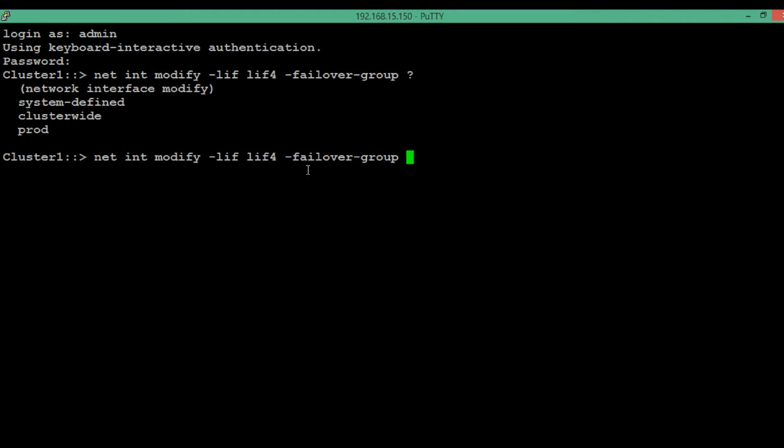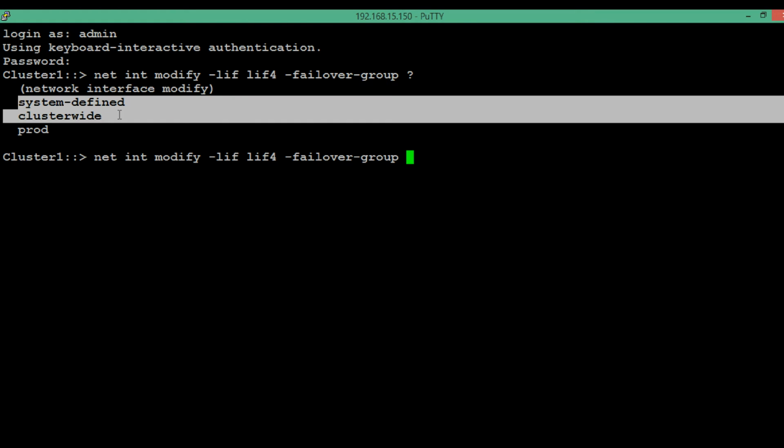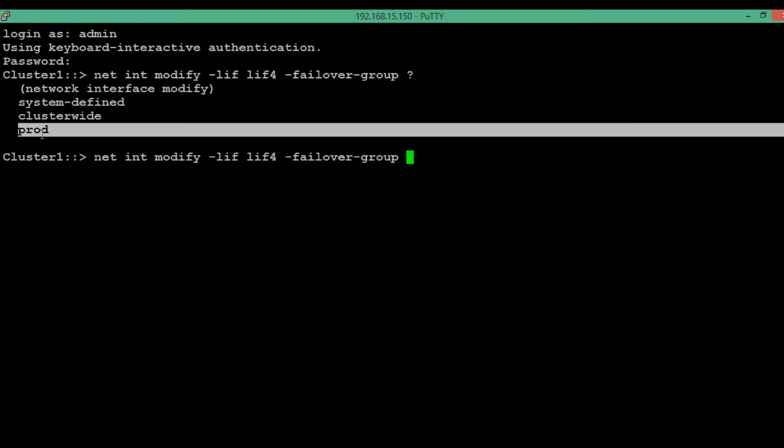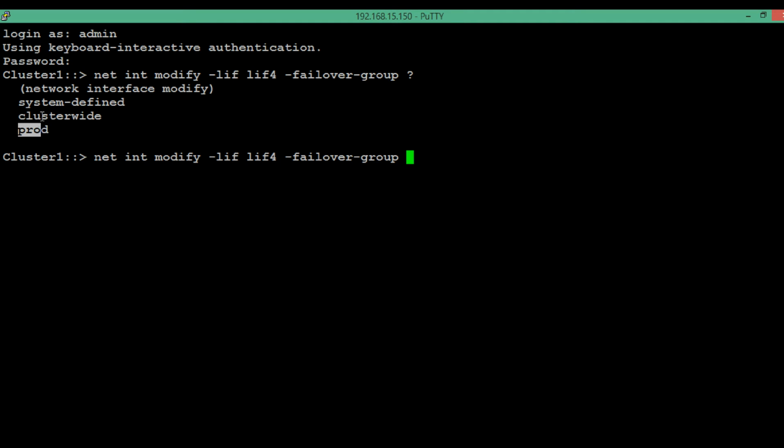As you can see on the screen, we have three types of failover group. The first two are system defined and cluster wide. The third one is user defined. The group you can see here is named user defined. So let's discuss them one by one.